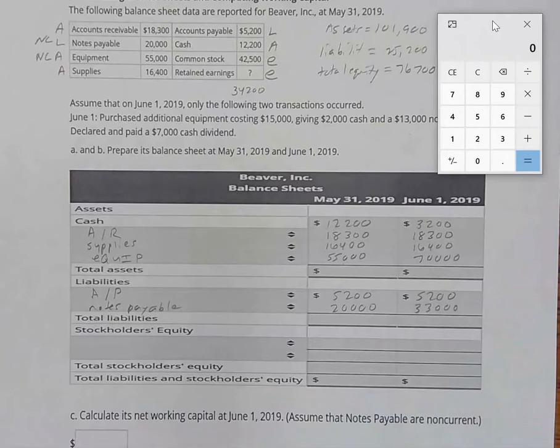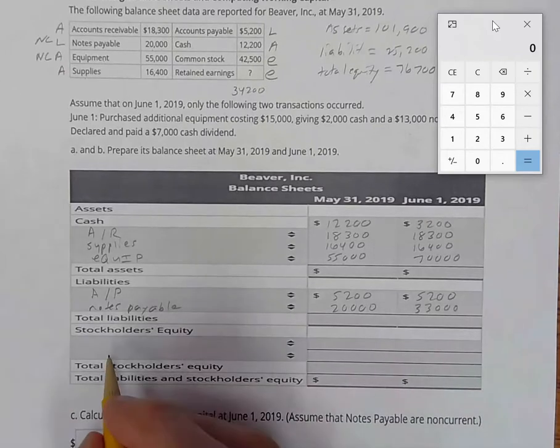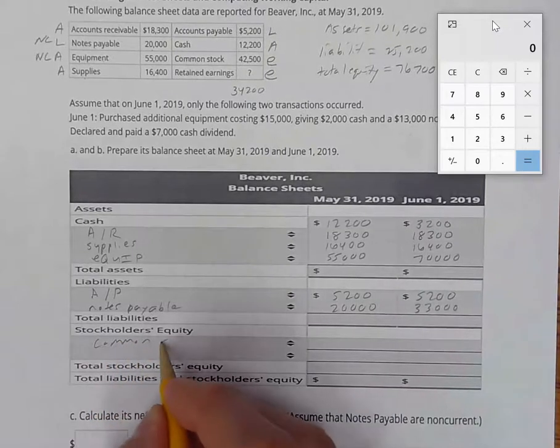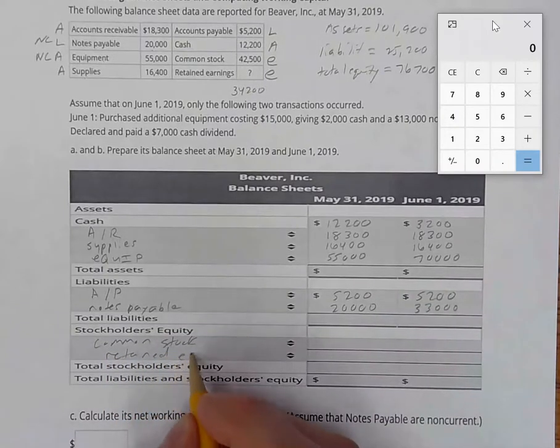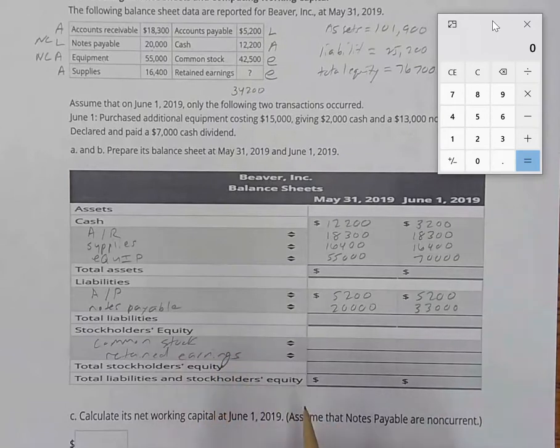We have two components of stockholders' equity. We have common stock, and we have retained earnings. And do make sure that you understand, at least generally, how we get common stock and how we get retained earnings. Okay?